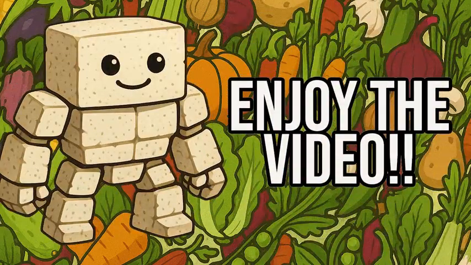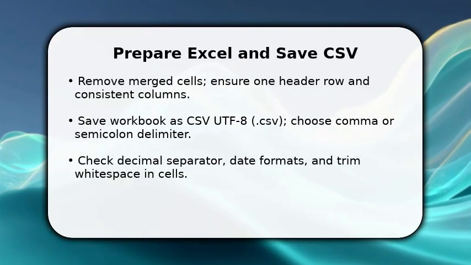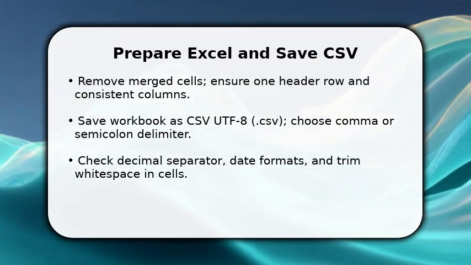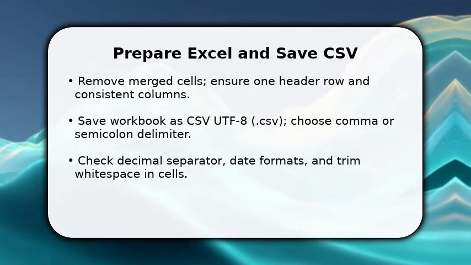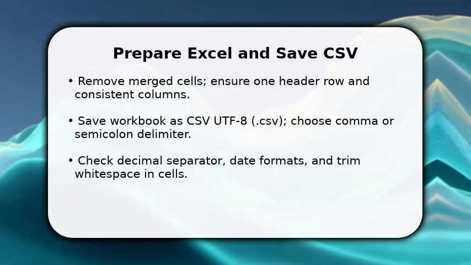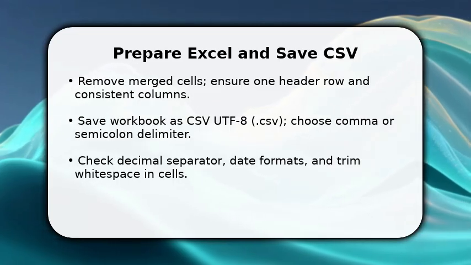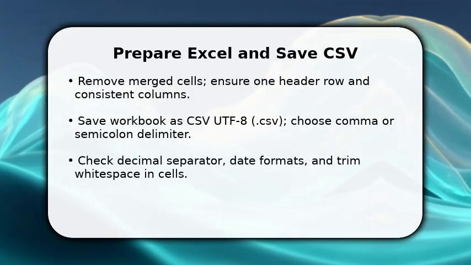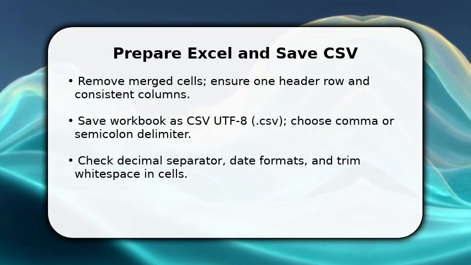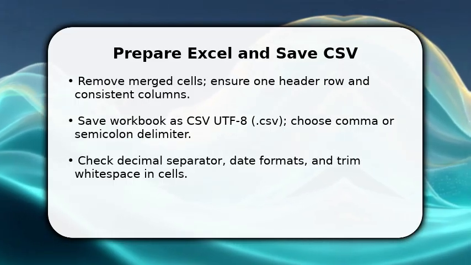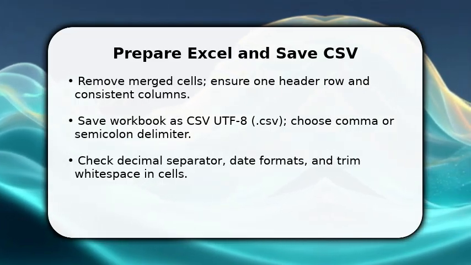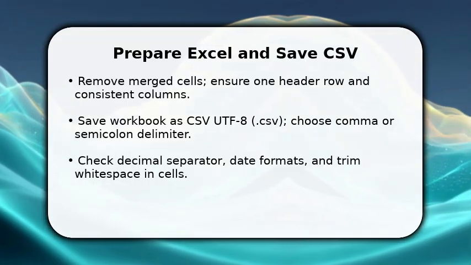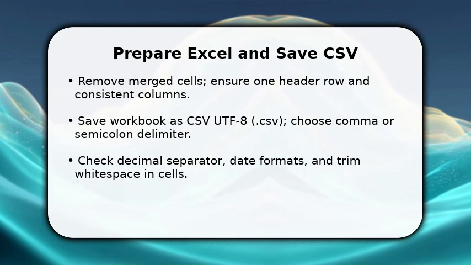Please enjoy the video. You start by preparing the spreadsheet so PSPP reads it cleanly. Once done, remove merged cells and ensure a single header row with consistent column types, because PSPP relies on headers to name variables. Next, save the sheet as CSV UTF-8 and pick the delimiter that matches your locale. Make sure dates use a single format and decimals match PSPP settings. These first steps prevent import errors and reduce time spent fixing variable types later.